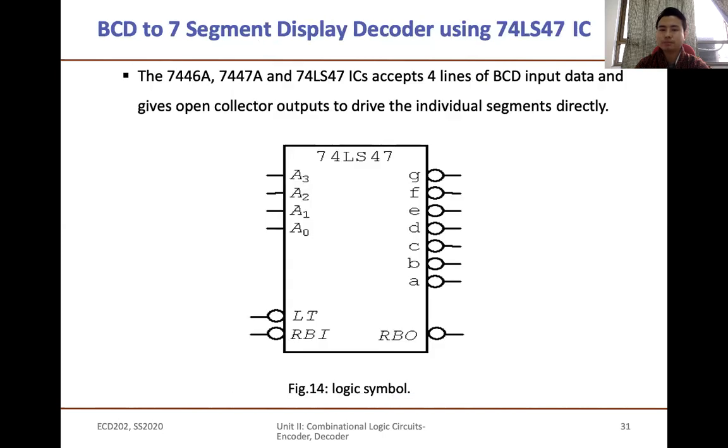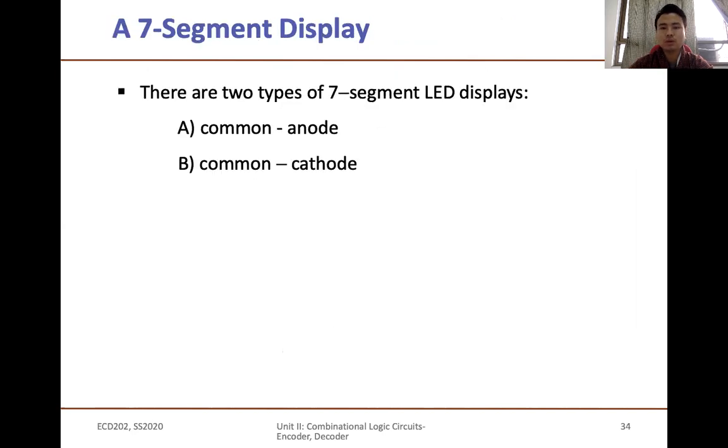Now this is the type of IC for BCD to 7-segment display. We have different versions of IC like 7446A, 7447A, LS. These are the types of IC that we have for BCD to 7-segment display. Now in the 7-segment display we have two types: common anode and common cathode. So we are categorizing the 7-segment display into two types, common anode and common cathode.